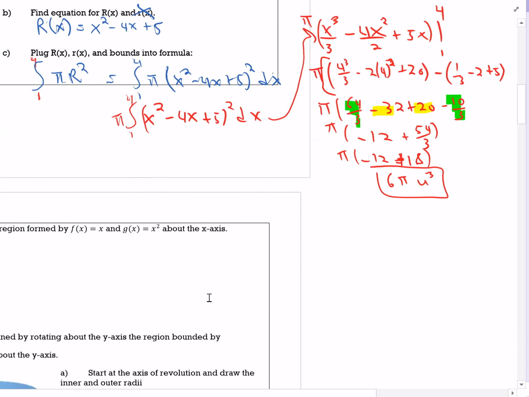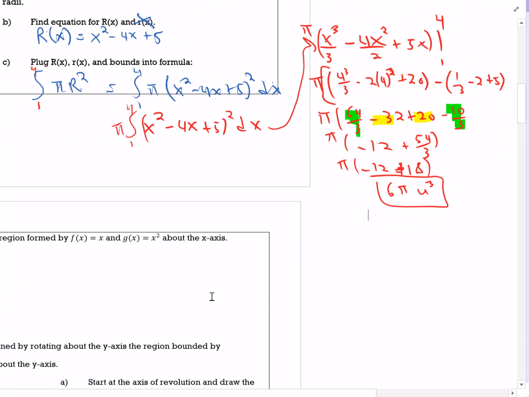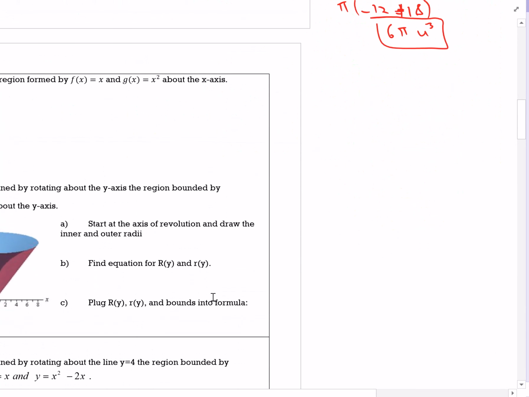All right, the next piece we're going to do here, same idea, except let's draw this one because they didn't give us a drawing. We're going to take the function f of x equals x, which looks like this. This is f of x. And the function g of x equals x squared, which looks like this. We're going to take that region that's formed in between these two, and we're going to rotate it about the x-axis, right? That's what it tells us how to rotate it. So we're going to rotate it there.